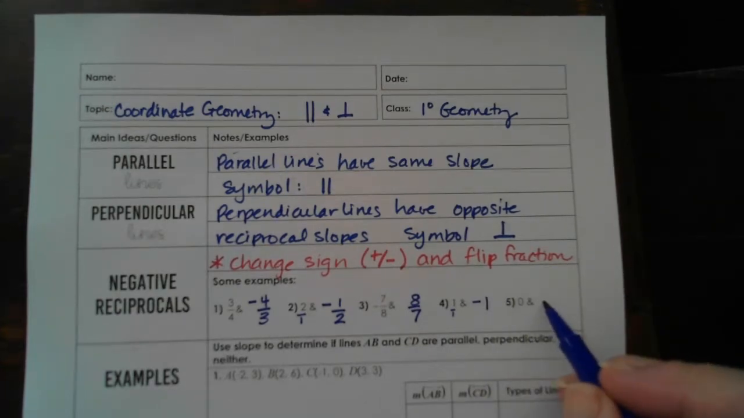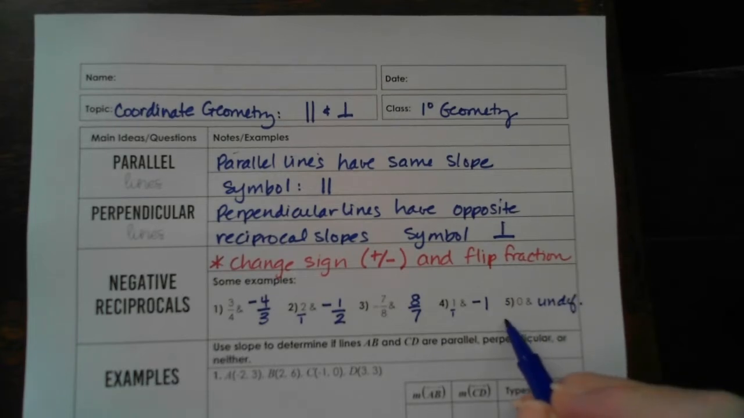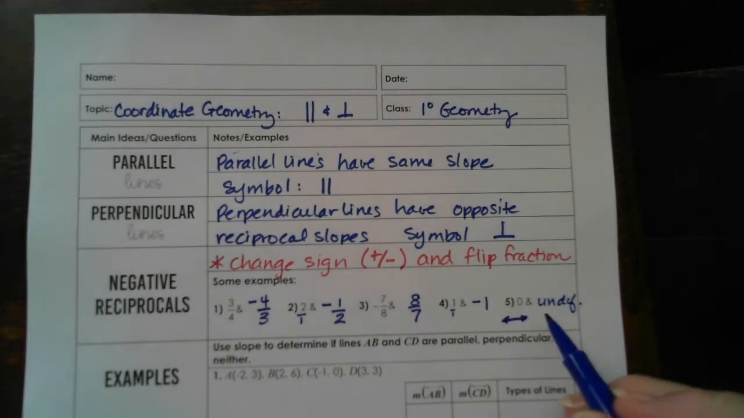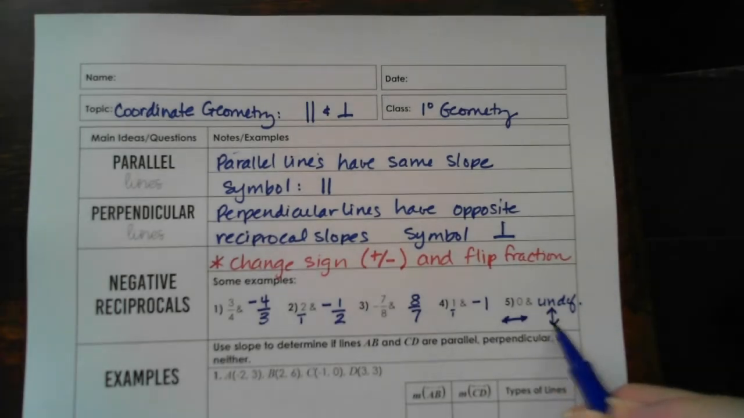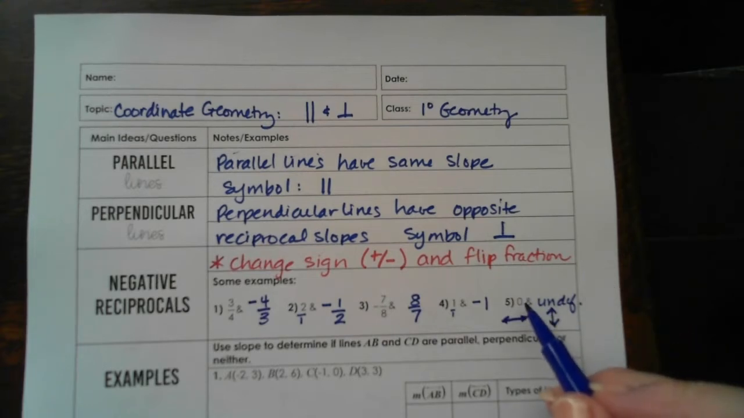And 0, well, this is undefined. And the reason is a zero slope is a horizontal line. That's what a zero slope is. Perpendicular to that would be a vertical line, straight up and down. And a vertical line has an undefined slope. You can't divide by 0.